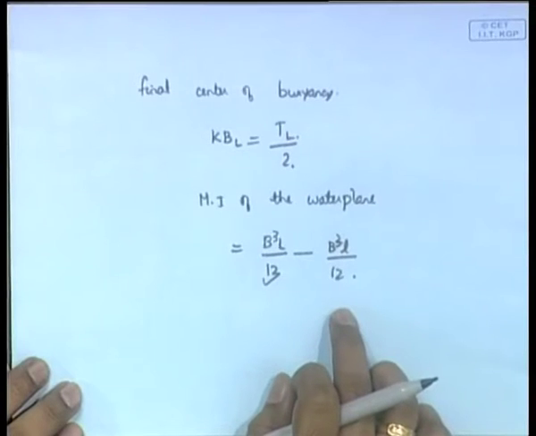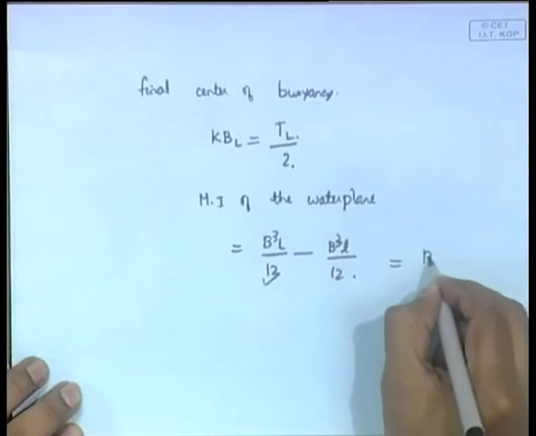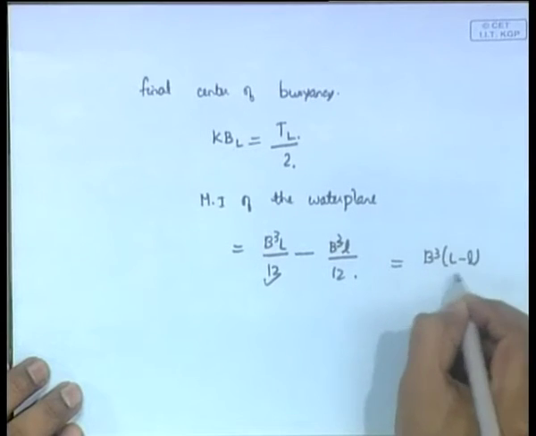So, this is not there. So, if you are taking its moment of inertia, this does not have a moment of inertia, only this much moment of inertia is there. So, the moment of inertia of the whole thing is B cubed L by 12, and B cubed small l by 12 will remove the moment of inertia of that middle portion. So, this will give you the final moment of inertia, B cubed into L minus l by 12.